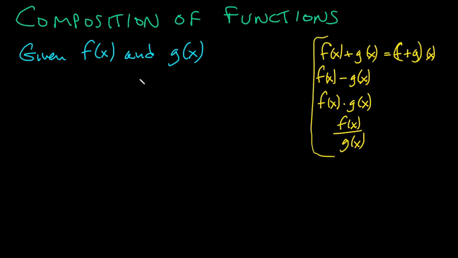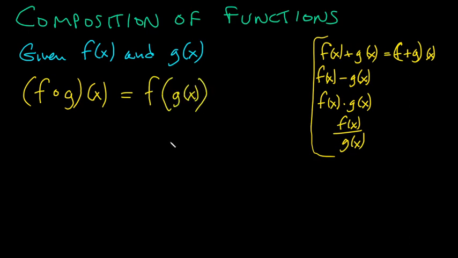Another thing you can do is compose them. So that's f composed with g. This is the typical notation for composition of two functions. But it's usually much easier just to think of it as f of g of x. Notice that this is not the same thing as multiplying. These are two different things.